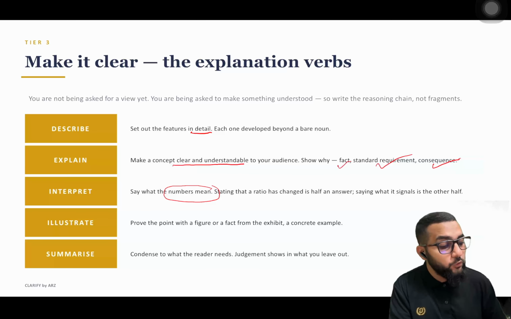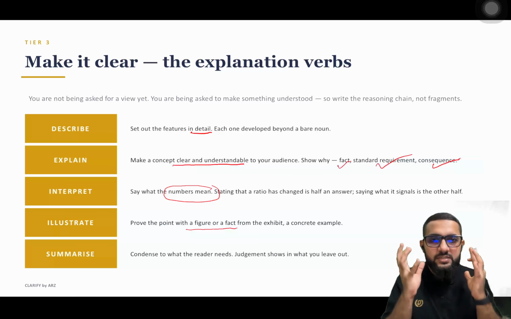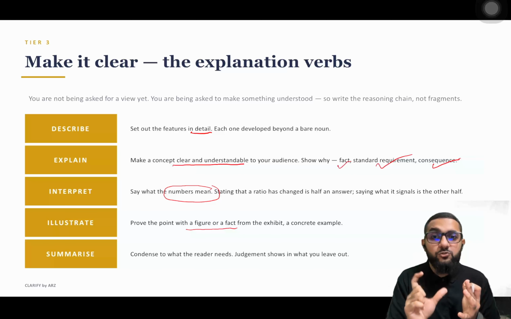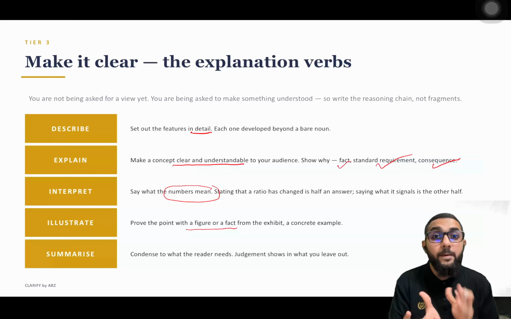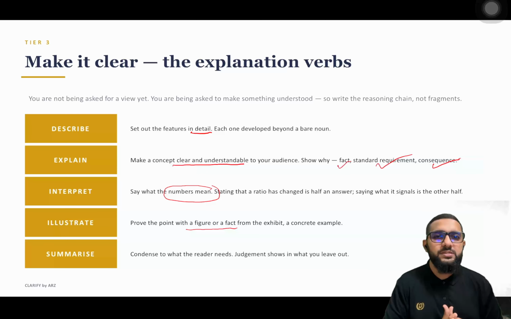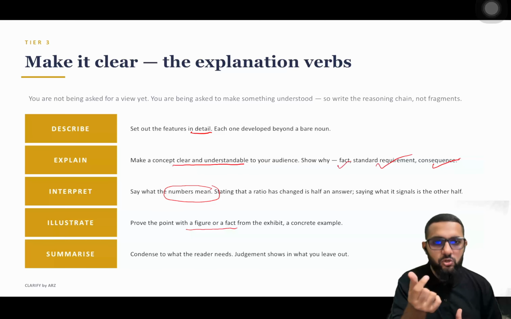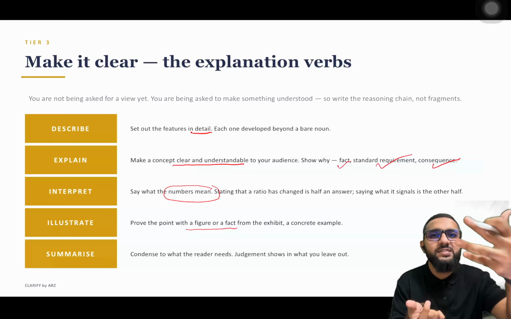Then illustrate: prove the point with a figure or a fact from the exhibit. You need to bring in a concrete example. When you read the scenario and the question verb requires you to illustrate, you are going to prove what the question wants by bringing in the facts and figures from the scenario itself. You bring in examples from the scenario itself. The application part also is required here, meaning you have to apply whatever it is to the scenario.